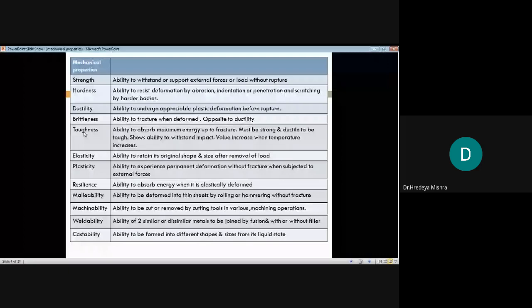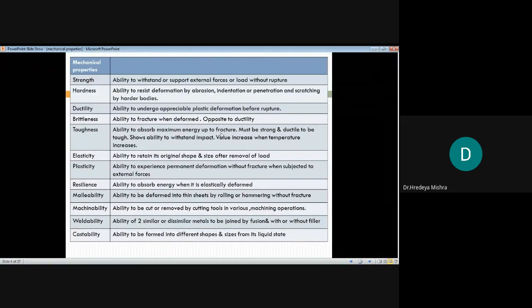Okay, so what is toughness? Now you can see toughness and strength definitions are much similar. Toughness is the ability to absorb maximum energy up to fracture.